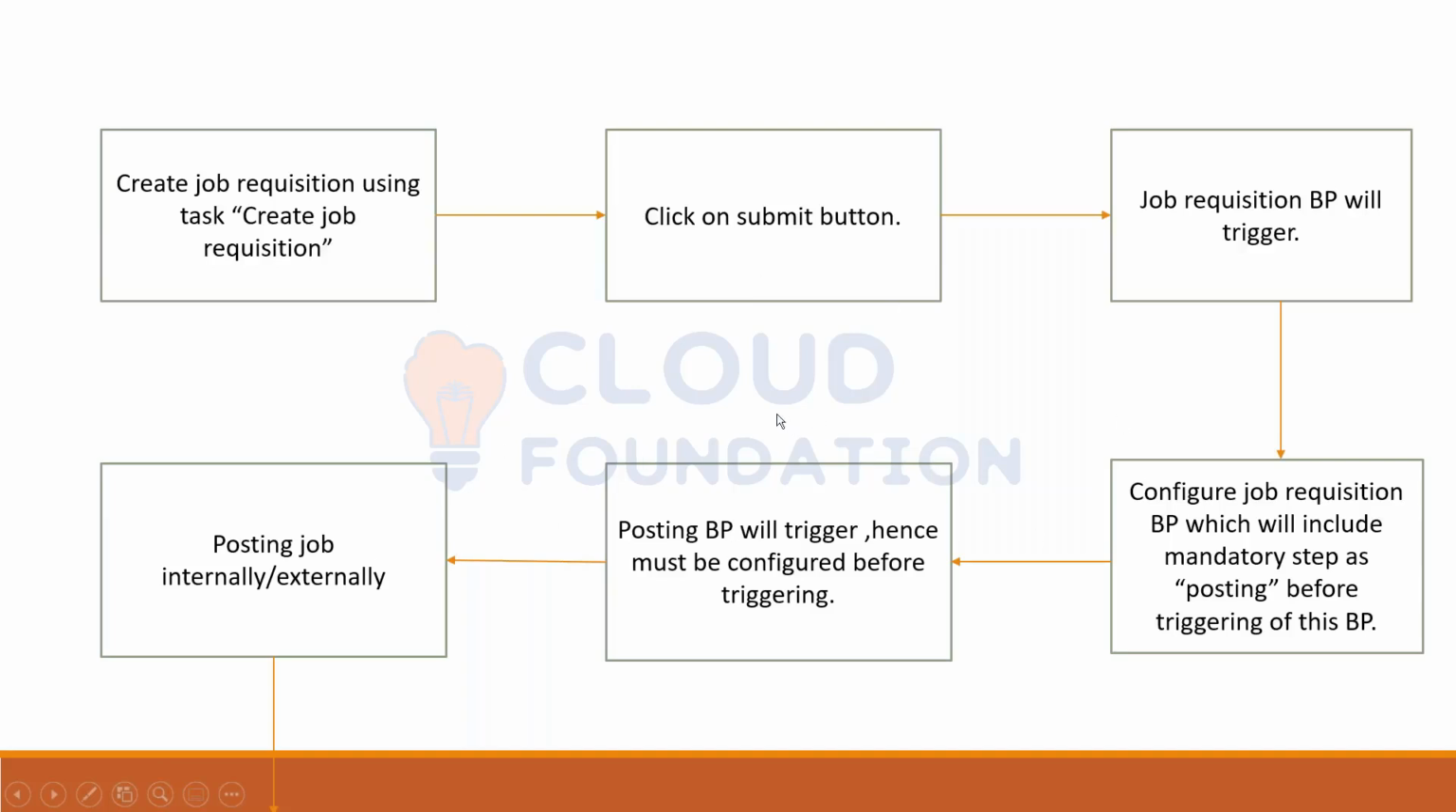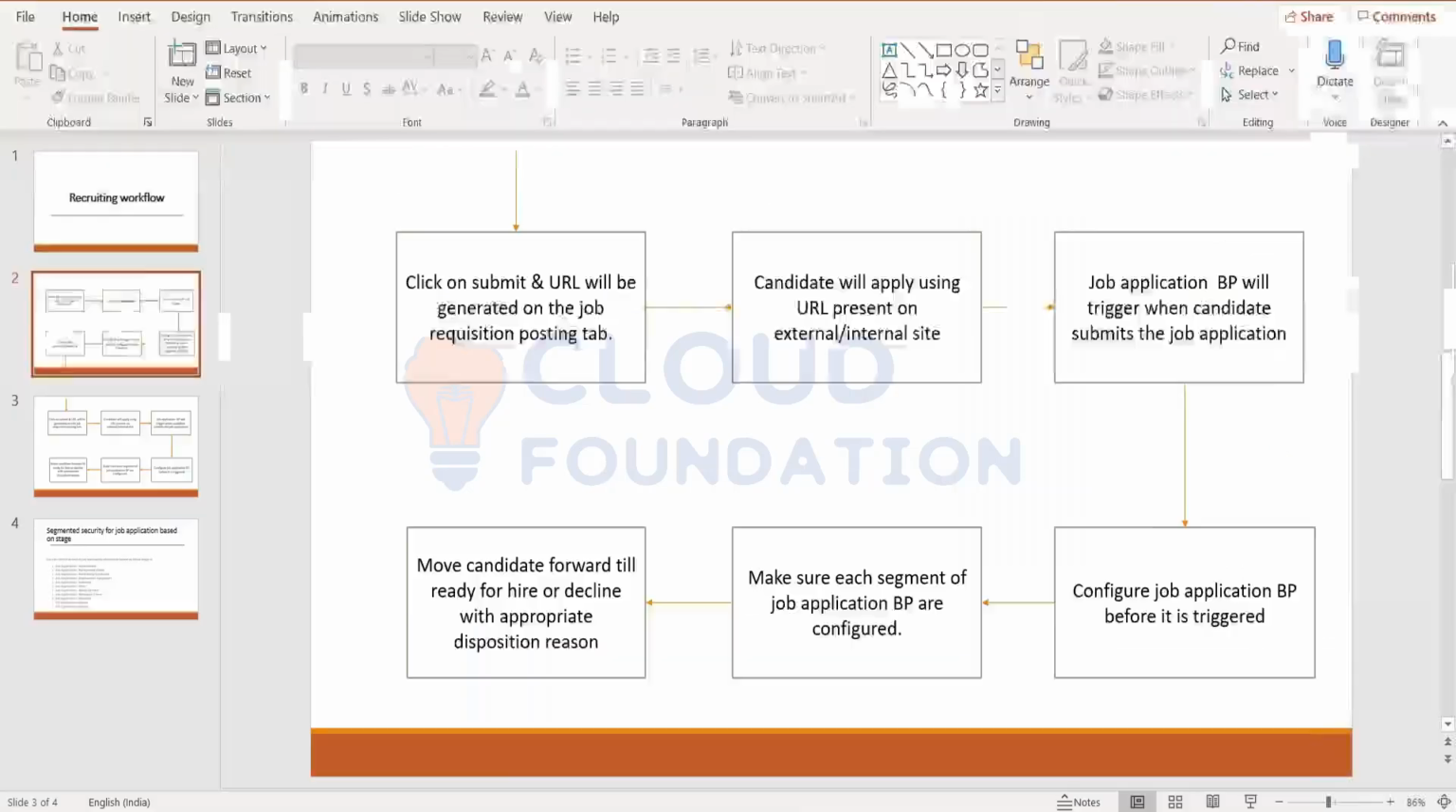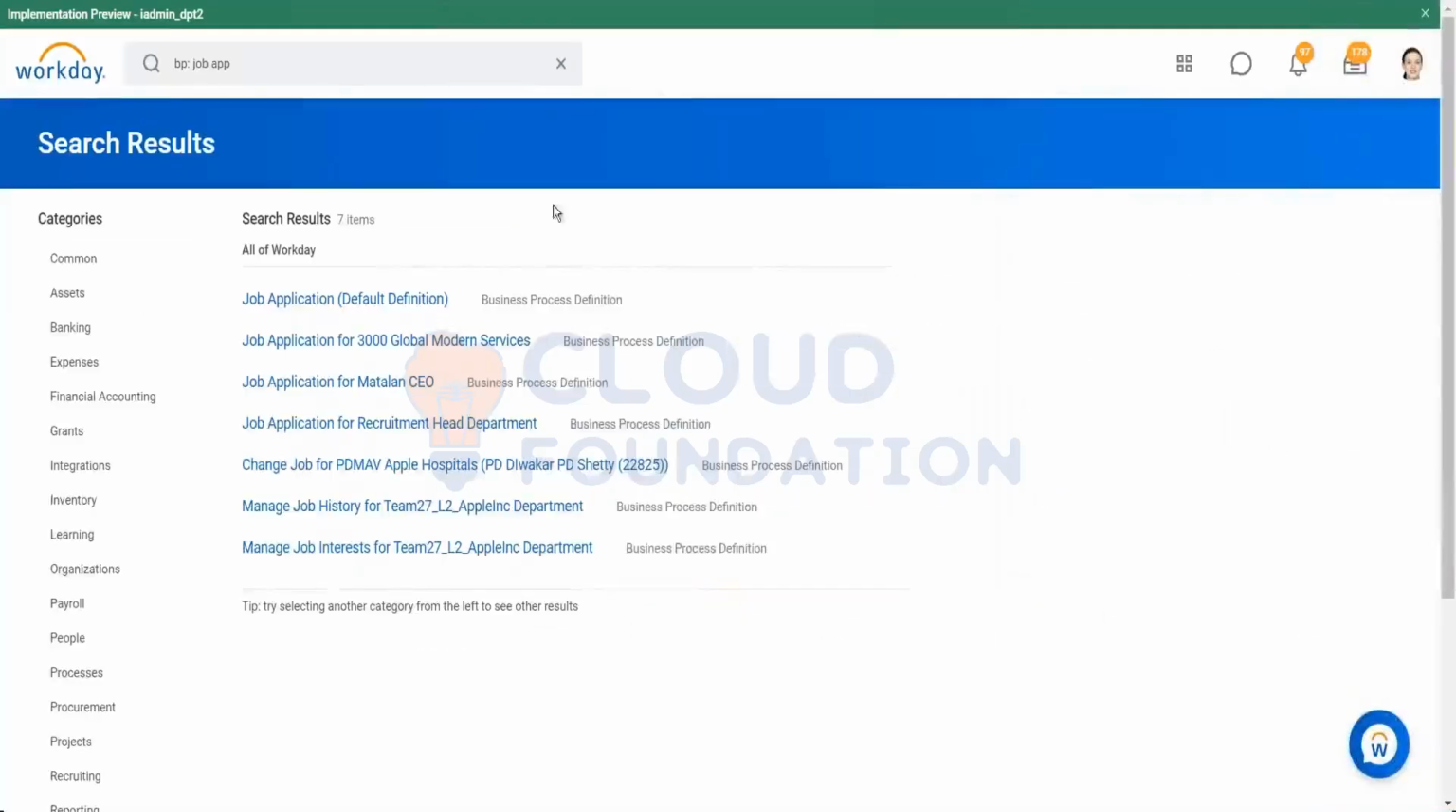So this summarizes the whole recruiting flow. This is how it is done. So we have to make sure that before creation of anything, the BPs are configured perfectly. So we will first look into the configuration of BPs. Our most important BP is the job application BP. When it is triggered, let me take an example. Let's go to the site.